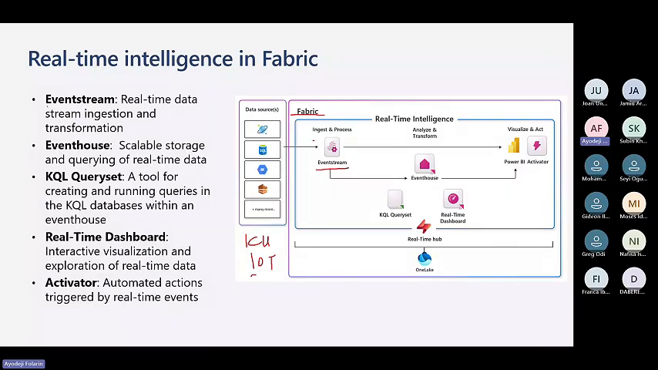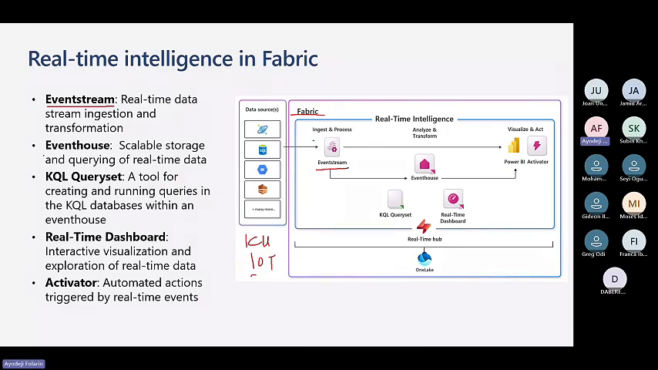So what is Event Stream? Event Stream is a real-time data stream ingestion and transformation. As it is entering, it's ingesting, it's transforming. It's not waiting for a particular time before transforming it. As it is happening, it's ingesting and transforming the process.